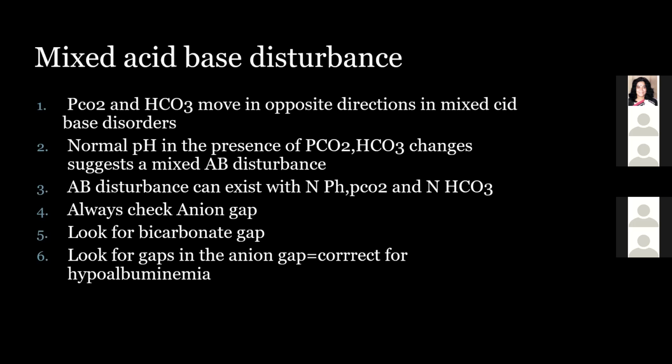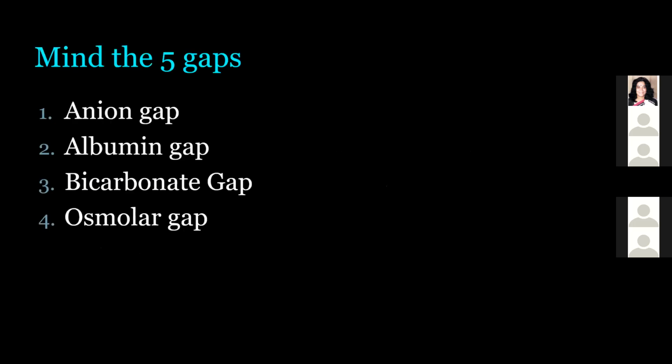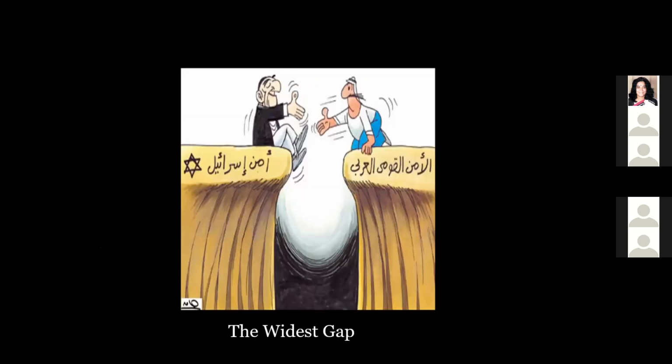So always check anion gap, look for the delta anion gap and the bicarbonate gap, and correct for hypoalbuminemia. So you have to mind 5 gaps: the anion gap, the albumin gap, the bicarbonate gap, the osmolar gap in selected cases, and finally the biggest gap is the gap in our minds where we don't think of things which we can do. So I'll end with this. If there are any questions, we can take them.